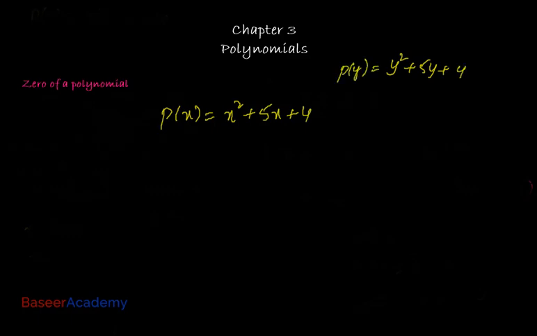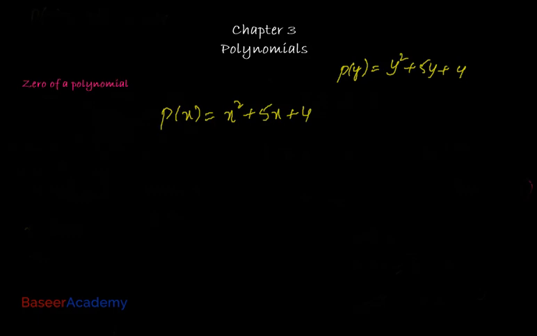What is the zero of a polynomial? Let's say I have a polynomial here, p of x is equal to x square plus 5x plus 4. We denote polynomials as p of x. I'm denoting this as p of x because the variable here is x. If the variable had been y, then we would have denoted it as p of y, right?